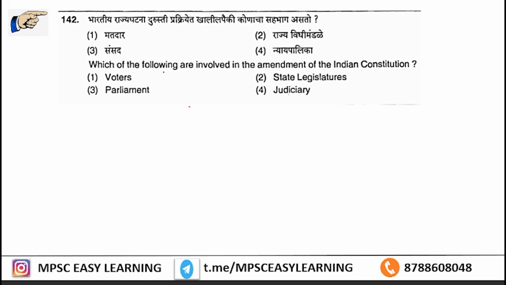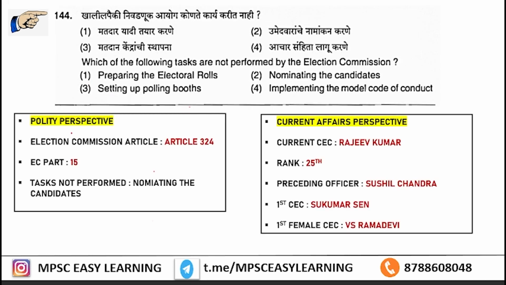Next one. Which of the following are involved in the amendment of the Indian Constitution? Voters, Parliament, state legislatures, judiciary. यहाँ आपका सही जवाब है पार्लियामेंट, ओके. Which of the following tasks are not performed by the Election Commission? Preparing the electoral rolls, nominating the candidates, setting up polling booths, implementing the model code of conduct. यहाँ आपका जवाब है nominating the candidate. Election Commission nominate नहीं करता ना candidate को. So if we see EC, that is Election Commission in depth, it is article 324 and part है 15, tasks not performed, nominating the candidates.